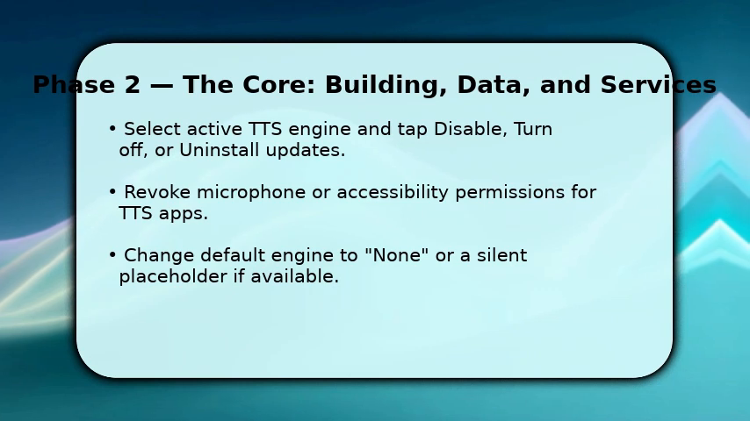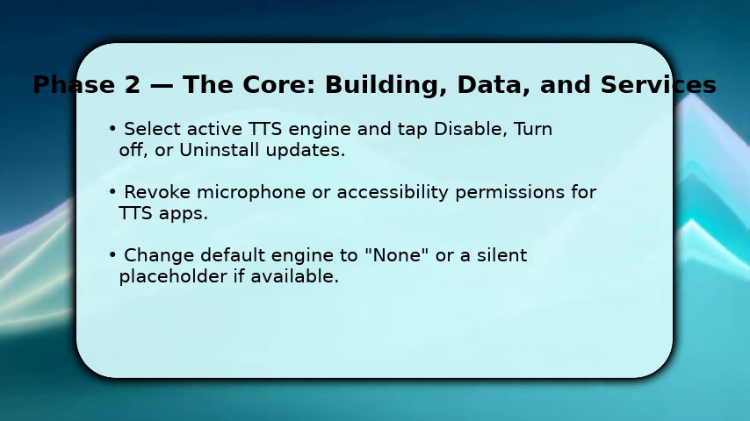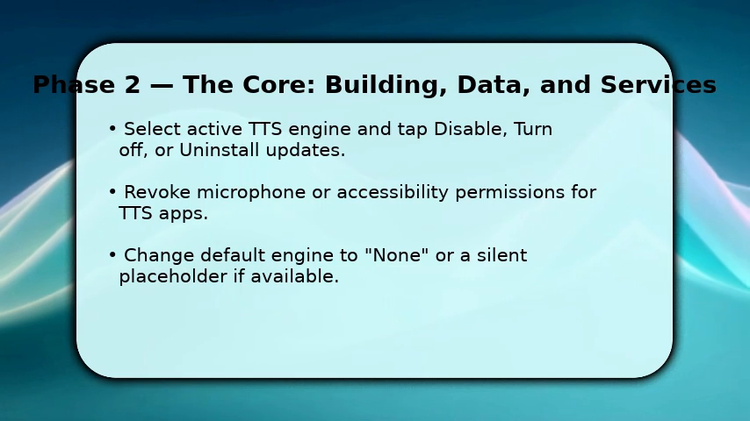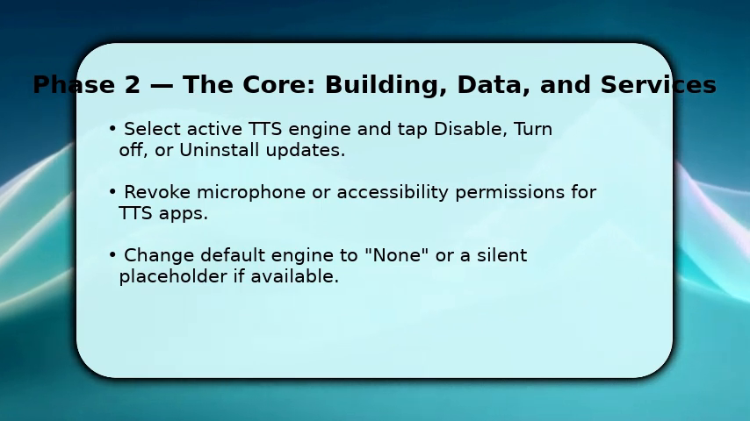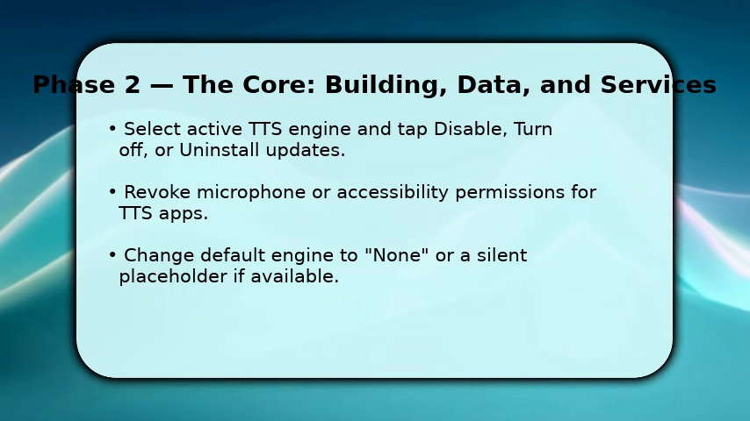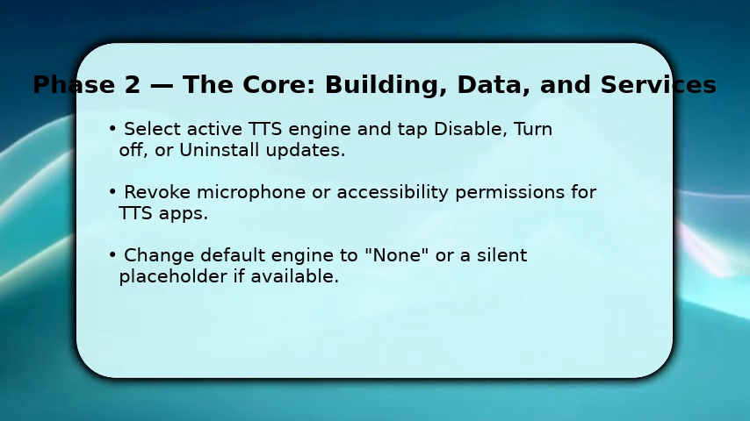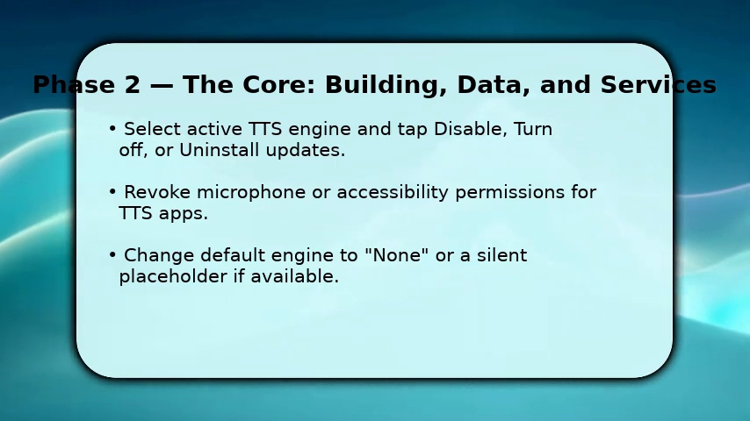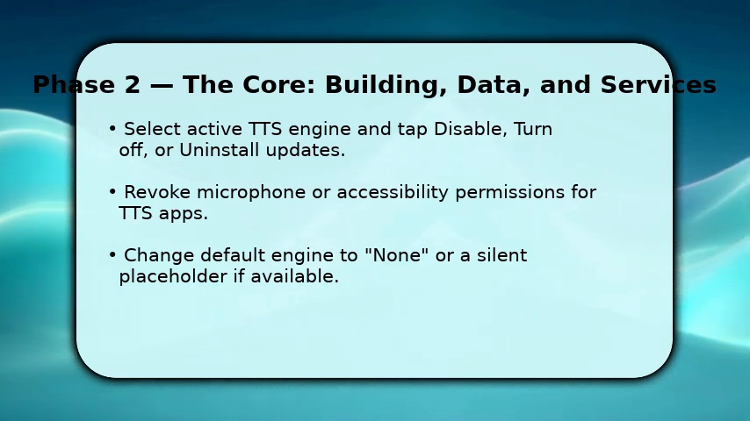You should also revoke microphone and accessibility permissions for any TTS apps. Go into App Permissions and remove access so services cannot auto-enable. If the OS requires a default engine, switch it to None or a silent placeholder so no voice is selected. Once done, confirm changes and watch for system prompts that may try to restore the service.